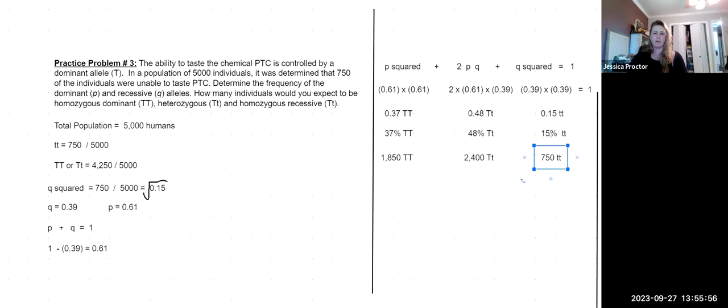Okay, so just double check to make sure we're correct in your calculators. So we're going to just punch in the numbers to make sure we're correct. So 0.37 plus 0.48 plus 0.15 gets us back to 1. So your frequencies will always equal 1. Your percentages will always equal 100. So 37% plus 48% plus 15% gets us back to 100. We're good there. And then your number of individuals for each genotype will always get you back to the total in the population. So 1,850 plus 2,400 plus 750 gets us back to 5,000. So we know we've done it correctly.